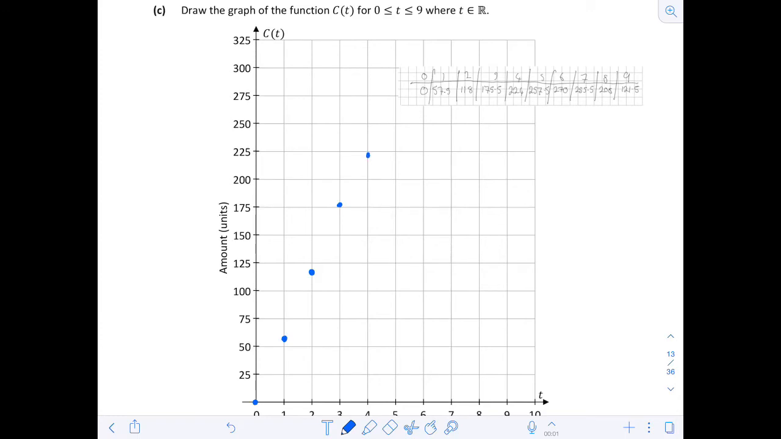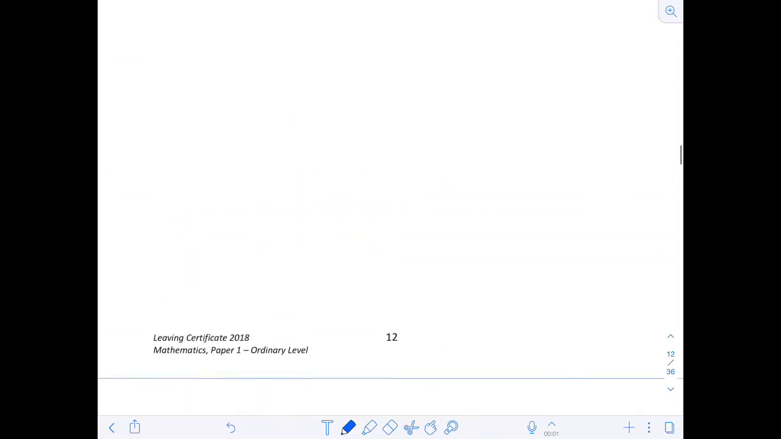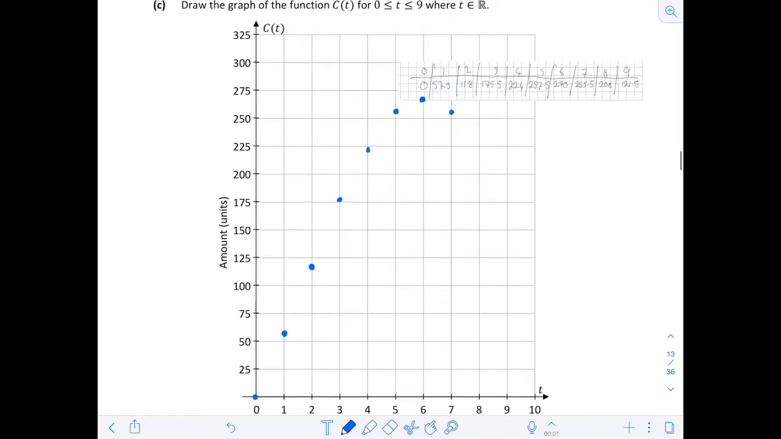5 is 257.5, so up there somewhere. 6 is 270, so up there. 7 is 255.5. 8 is 208. 208, is that what I wrote? 208, yeah. 208, so over here. 9 is 121.5. So down there, maybe.